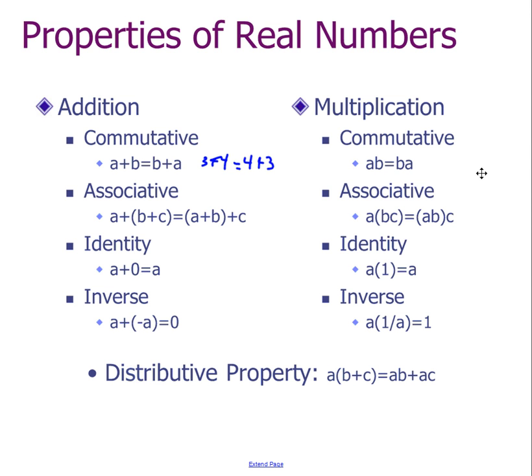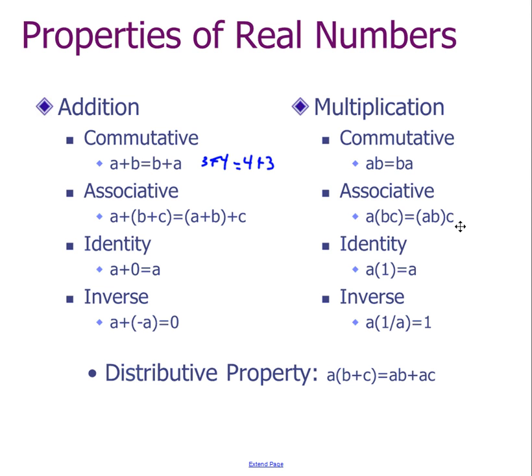Multiplication has some similar rules. Of course, they go by the same names. The commutative property of multiplication says that if we're multiplying two real numbers, multiplication order doesn't matter. A times b is equal to b times a. The associative property states that if we take any 3 numbers and we multiply them together, it doesn't matter which 2 we choose to multiply together first.